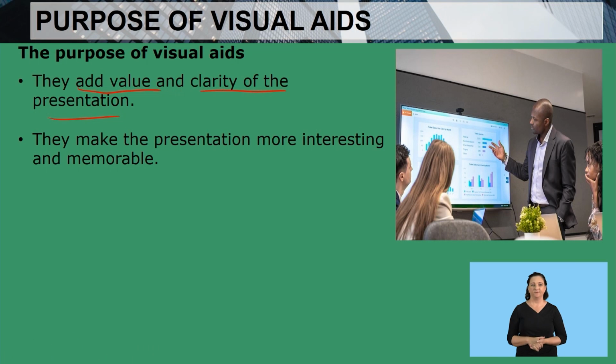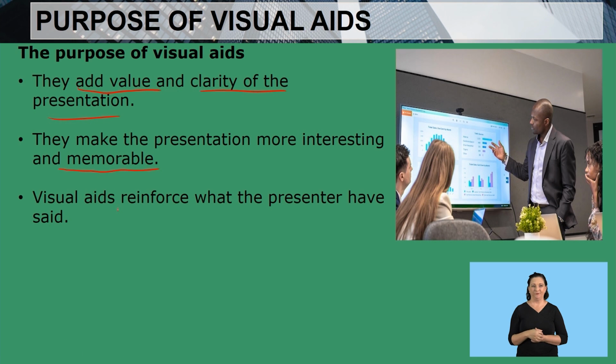Secondly, they make the presentation more interesting and memorable. I'm definitely sure you will never forget my drawings, those ugly drawings that I did. So this is also a type of visual aid that I used. It is more memorable and interesting. Thirdly, visual aids reinforce what the presenter has said. They emphasize, we're putting an emphasis.